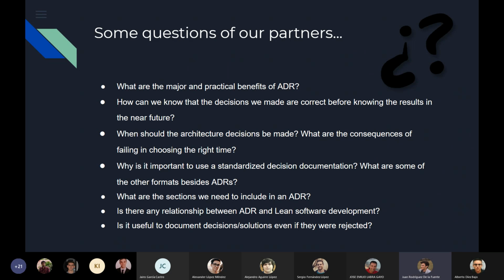So now, is it useful to document decisions, solutions, even if they were rejected? Yes, of course it is useful. I explained it before, but I repeat it. If the project comes around the same or similar issue again, it is really useful to know why a solution was rejected, so we can choose whether to reconsider it in case the context no longer applies or not.